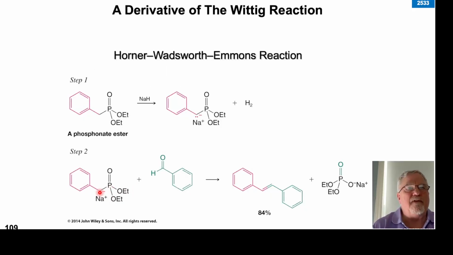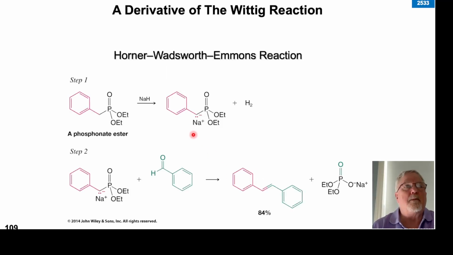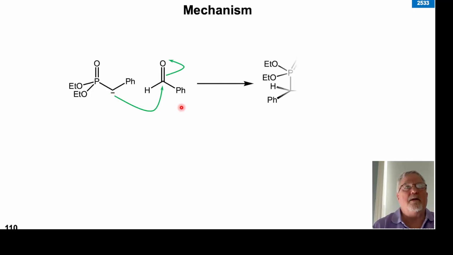and it's now a nucleophilic carbon, and we throw in an aldehyde to get an electrophilic carbon, and lo and behold, out pops an alkene at the end. Let's take a look at the mechanism. So once we make our phosphonate ester, we can pull off this proton to make this anion. It just attacks the electrophilic carbon, and we get this type of intermediate.